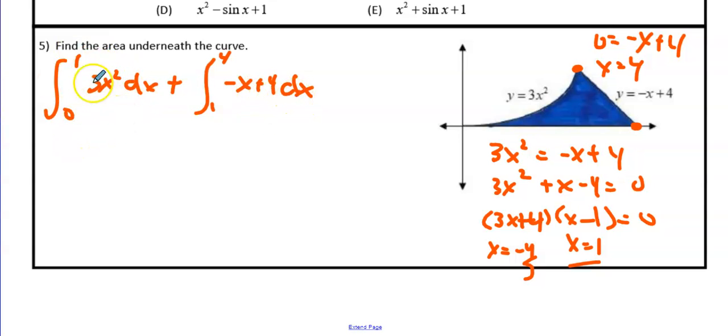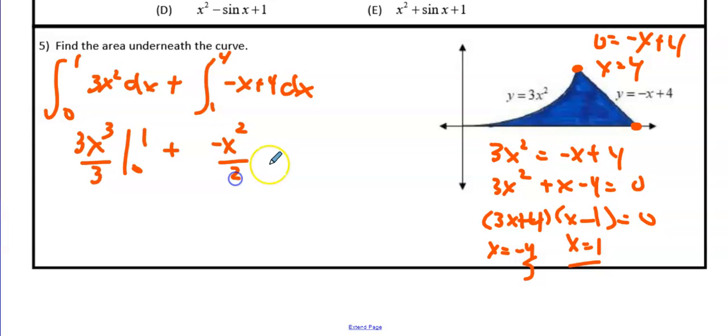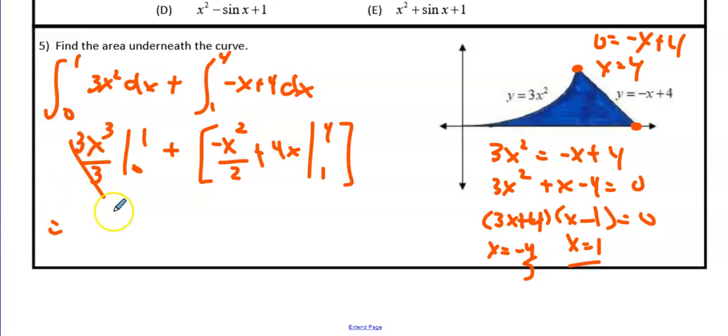We're going to integrate by hand here, so it's going to be 3x cubed over 3, evaluated from 0 to 1, and then we're going to add, we're going to integrate negative x, which is negative x squared over 2. The integration of 4 is just 4x, and we're going to evaluate this from 1 to 4. And, you know, the 3's are actually going to cancel out, so this is going to be left with 1 minus 0. So this part right here is just going to be simply 1.